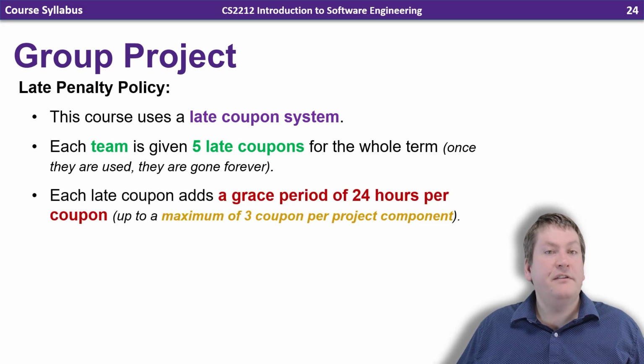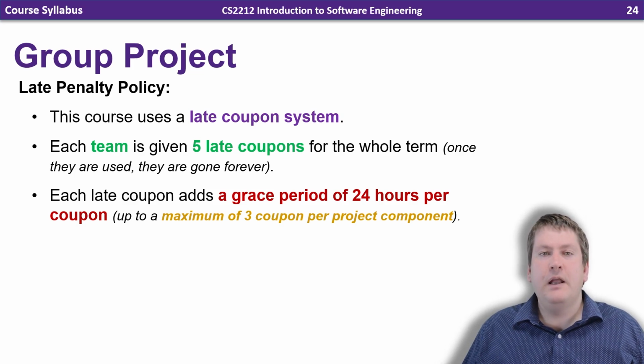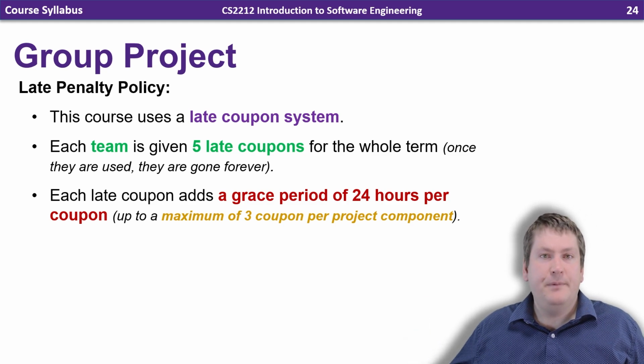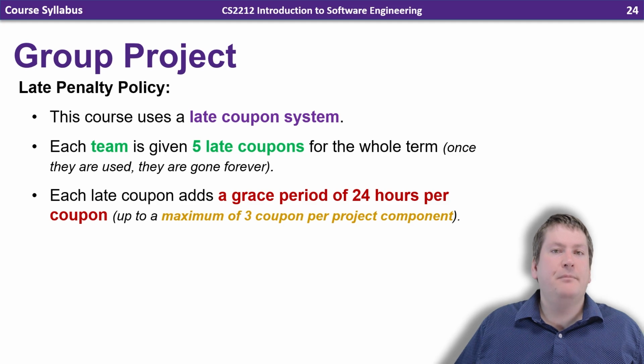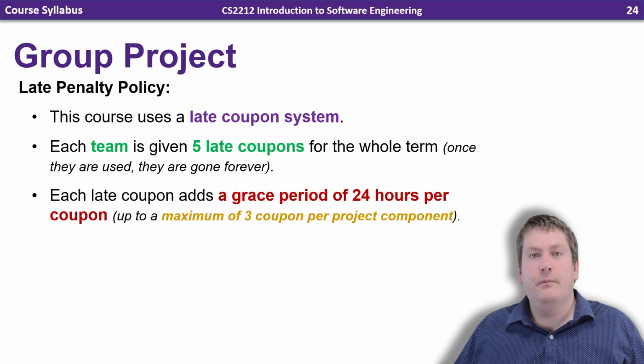And the way this works is each coupon adds a grace period of 24 hours per coupon, where there's no late penalty. So that means if you use 1 late coupon, you get 1 day grace period. If you use 2, 2 days grace period, and so on, up to a maximum of 3 coupons per project component.